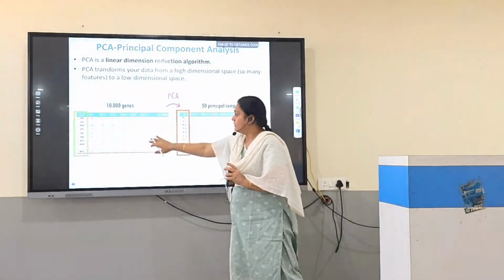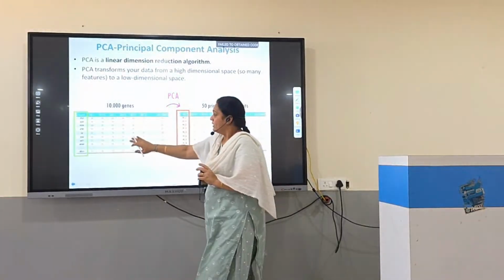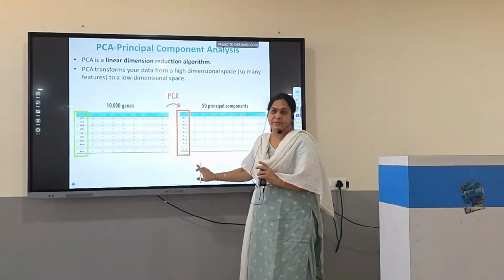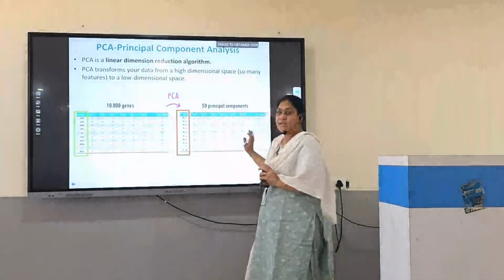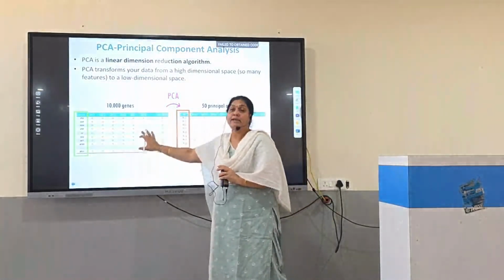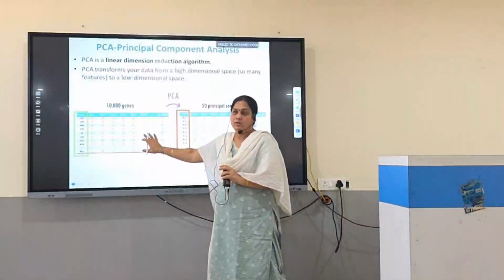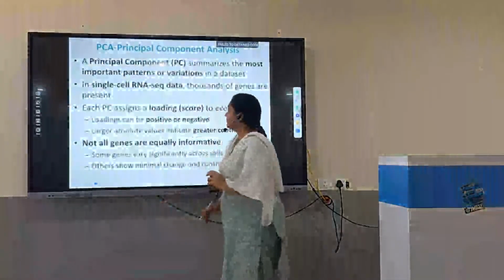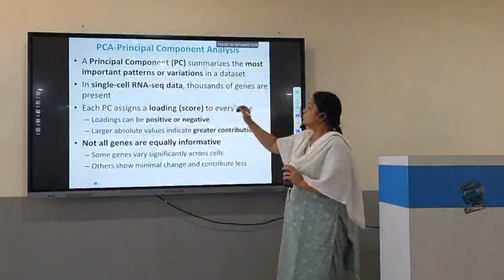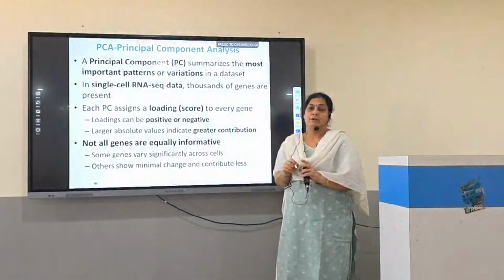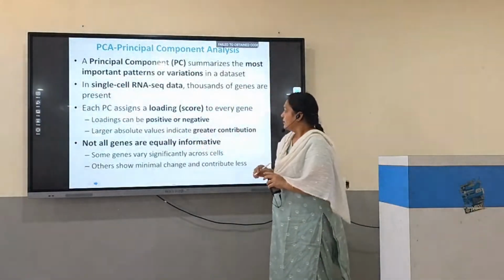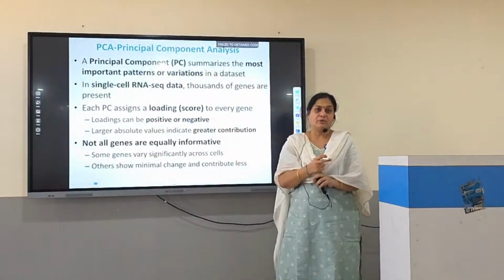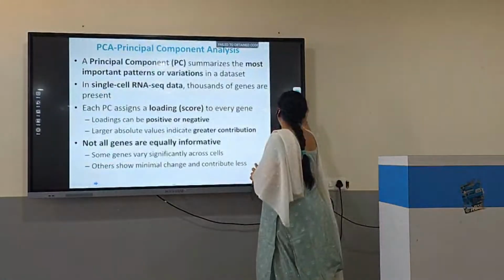Whatever transformation you are doing, going from these 10,000 genes to 50 principal components, these 50 principal components should give me all the information that was there in my original attributes. A principal component summarizes the most important patterns or variations in the data. So what it does actually is capture the variation. What do you mean by variation? I will explain this.